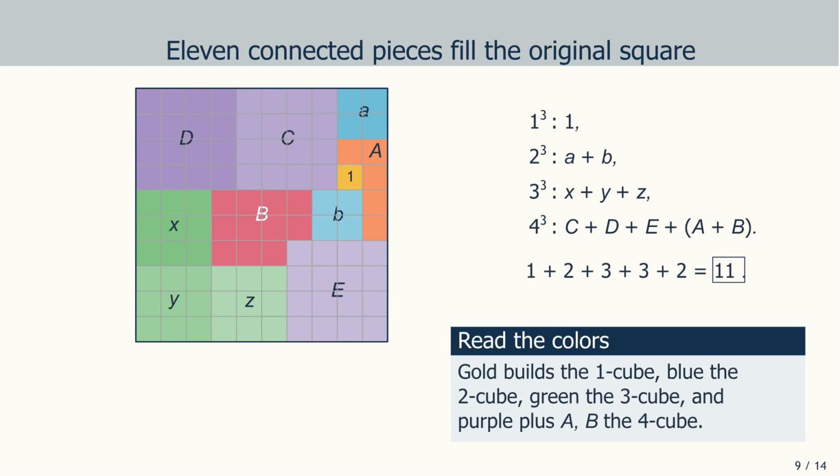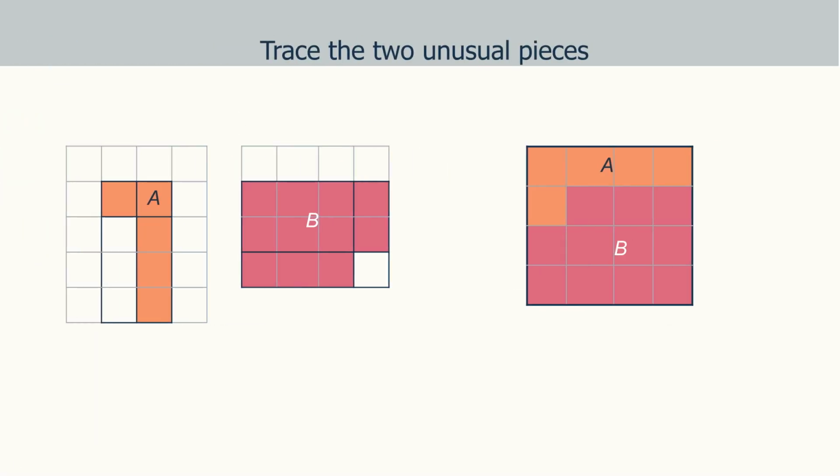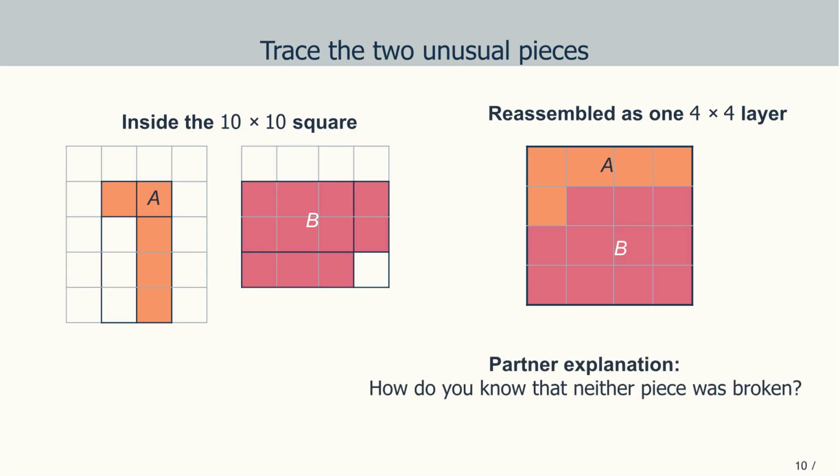This diagram shows how the volumes for each cube are represented, culminating in an 11-piece construction. The gold piece represents the 1 cube, blue the 2 cube, green the 3 cube, and purple, plus A and B, form the 4 cube. Let's trace these two unusual pieces. Here they are inside the 10 by 10 grid, and here they are reassembled into the 4 by 4 layer. Discuss with a partner. How do we know that neither of these pieces was broken during this process?